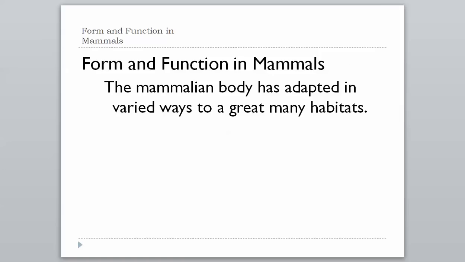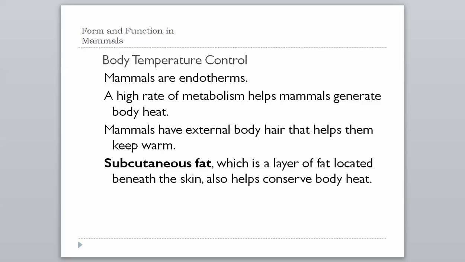And so the mammalian body has adapted in varied ways to a great many habitats. So mammals live in places all over the earth. So our first one is obviously body temperature control. So mammals are endotherms, just like birds. And so they also have a high rate of metabolism, which helps us generate our body heat. And the mammals also have external body hair that helps them keep warm. So we all have hair. All other mammals have hair as well.